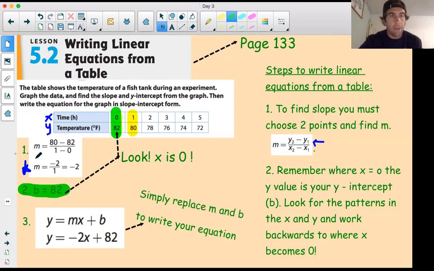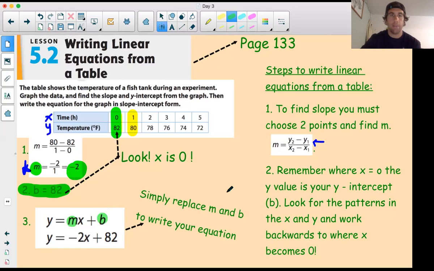Once you have m, which is -2, and I have b, which is 82, I just substitute in the equation, y equals mx plus b. So y equals stays the same. I replace m with what, guys? -2. So it's -2x, and I replace b, which is right here, with what? 82. And that's my answer. Okay? This is new. Here are the steps. Hopefully this will help you out.